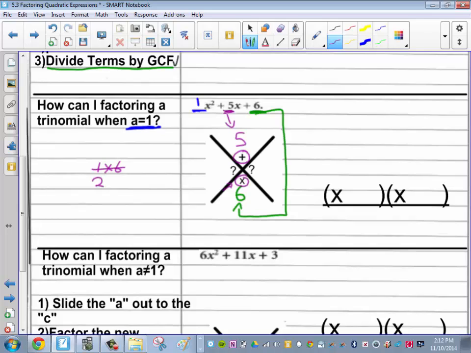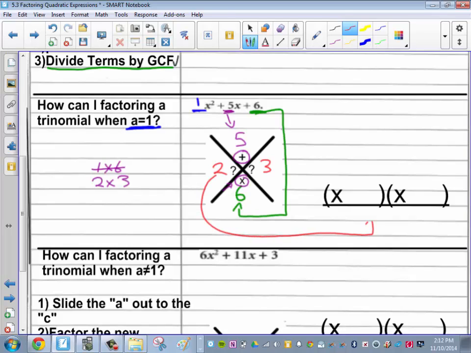What else? Oh, 2 times 3 is 6. Could those two add together to be 5? Oh yeah, they could. They add together to 5. So I'm going to put down my 2 and my 3 right there. And guys, you're done. You just have to do this one last thing.